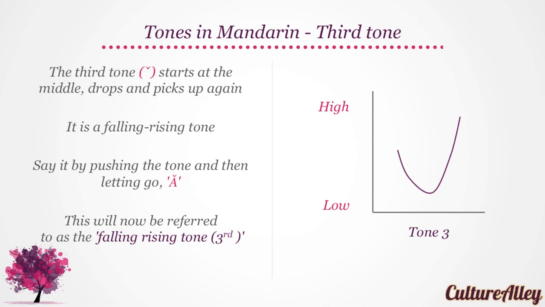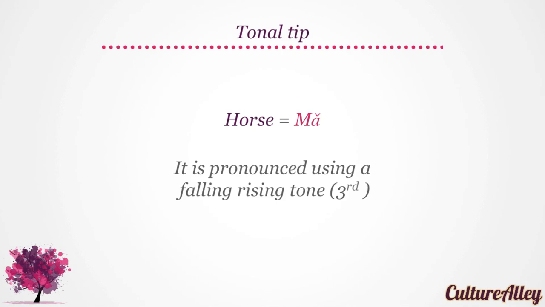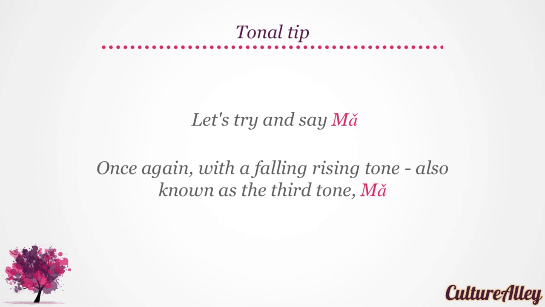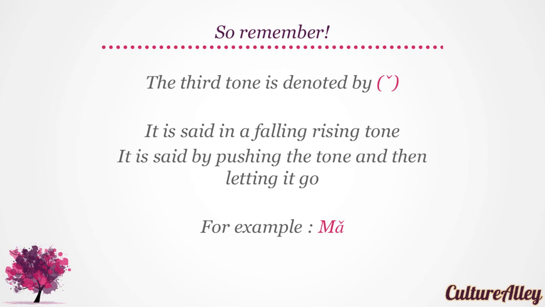Note that in Mandarin, horse translates to ma, and it is pronounced using a falling rising tone, or the third tone. Can you try and say ma? Once again, with a falling rising tone, also known as the third tone, ma. So remember, the third tone, also known as the falling rising tone, is denoted by a small V and is said by pushing the tone and then letting it go. A good example of this tone is ma. Wonderful! We've reached the last tone.